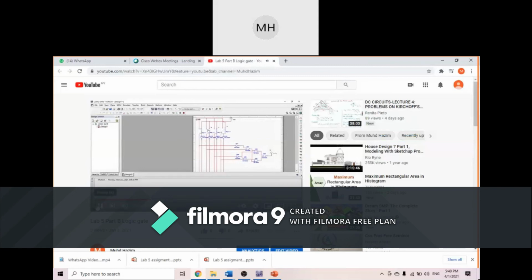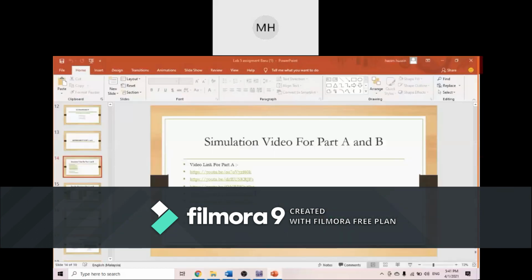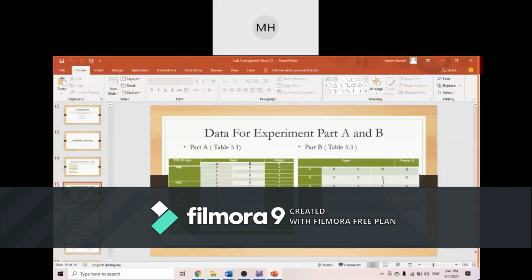For the value input A is 1 and C is 1, with B and D being 0, the lamp is also not on because the output produced is 0. And when the inputs A, B, C, and D are all 1, the lamp is also not on because the output produced is 0. For the inputs A, B, C, and D all 0, the lamp is also not on. So based on the experiment, we can see the output Q is 0 for all the input values.